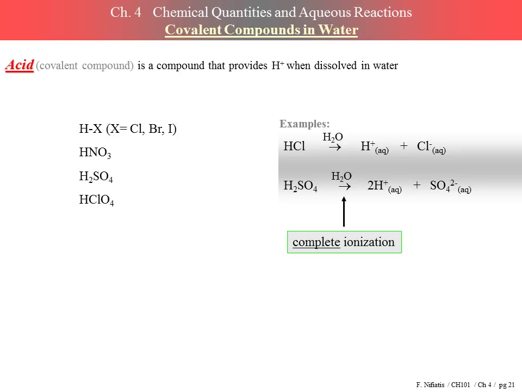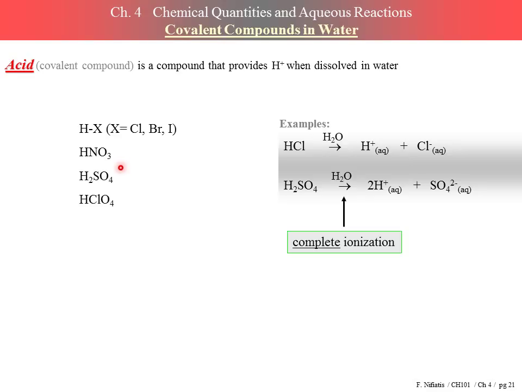Let's see a couple of acids where we have similar cases. Hydrogen chloride, hydrogen bromide, hydrogen iodide. X here is one of the three halogens. Be careful, the fluorine is not included. Nitric acid, sulfuric acid. This is perchloric acid. Don't worry about this one here. We didn't discuss the perchlorate, so we are not going to include the perchloric acid either.